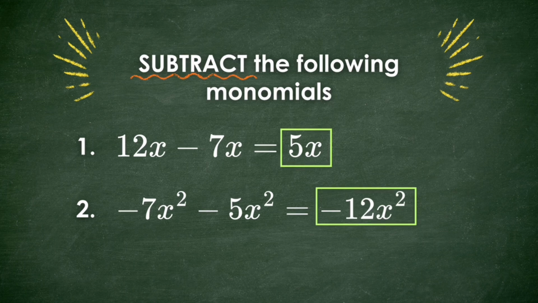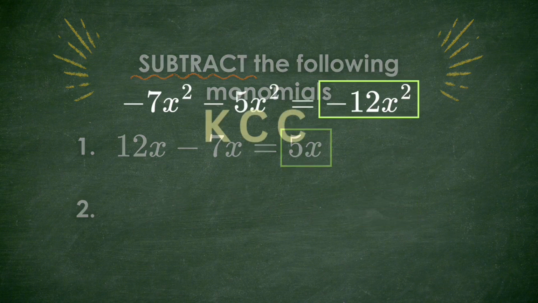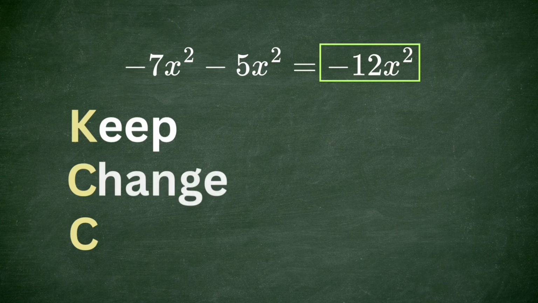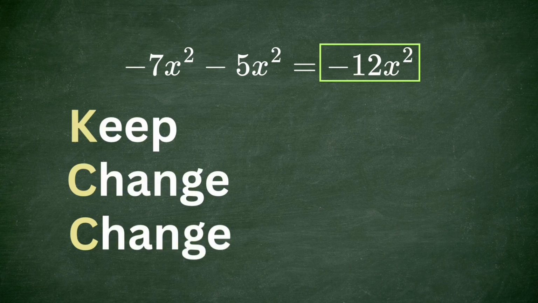Alright, let's go through it together. Are they like terms? Yes, both have x squared. Same variable, same exponent. Now we need to subtract the coefficients. But here's the tricky part. Both coefficients are negative. We have negative 7 and negative 5. Let me introduce a helpful method called KCC, which stands for Keep, Change, Change. This is a great tool to use when you're subtracting with negative numbers.